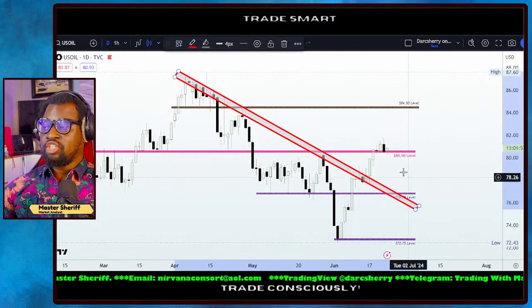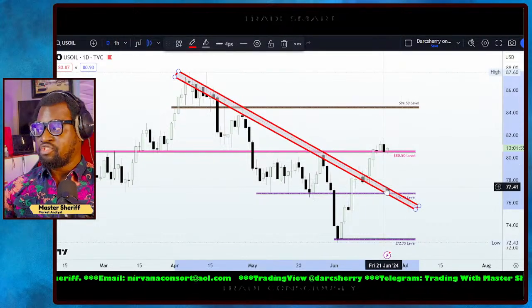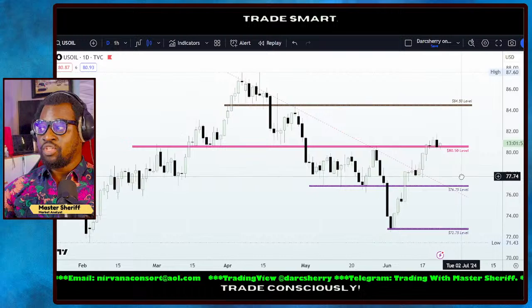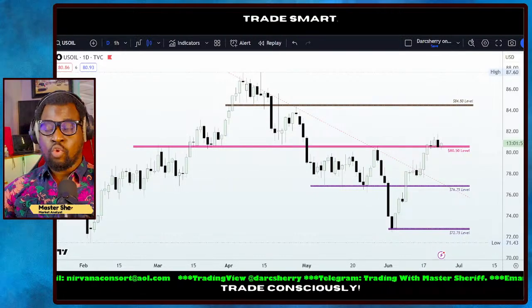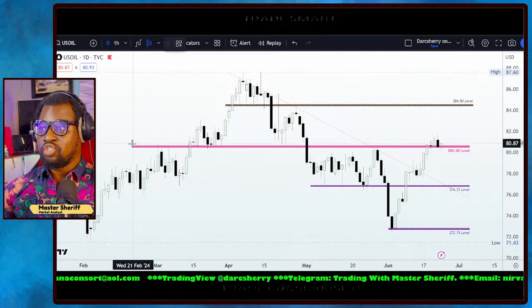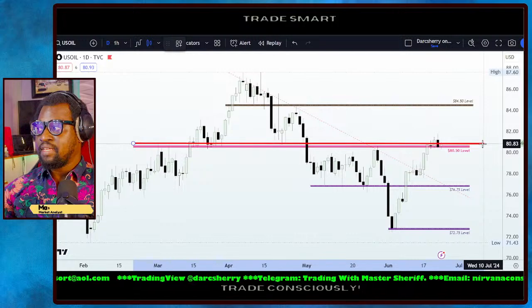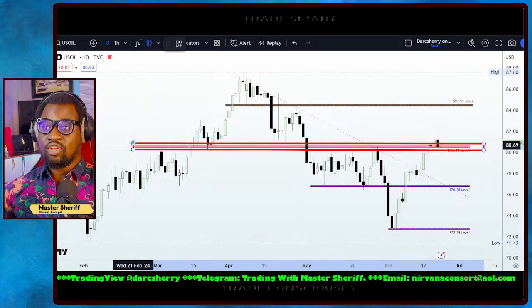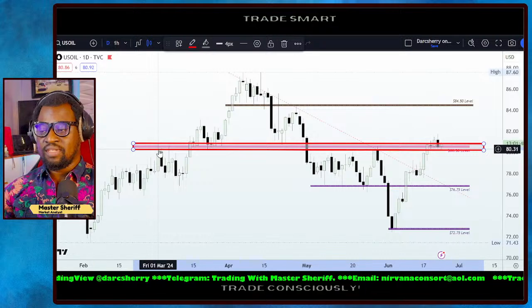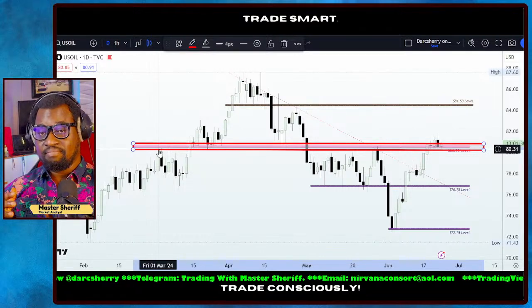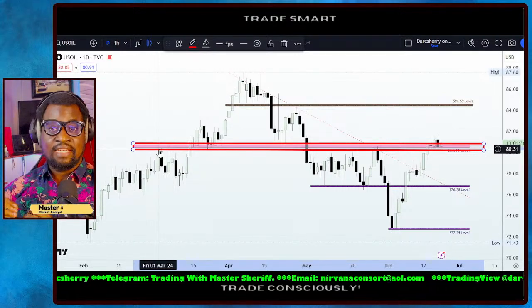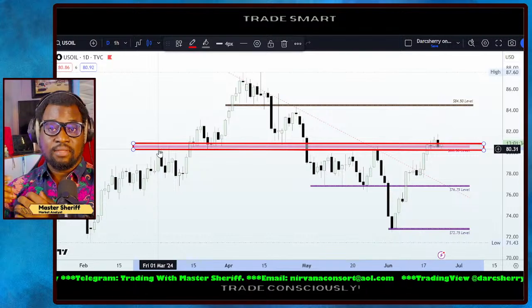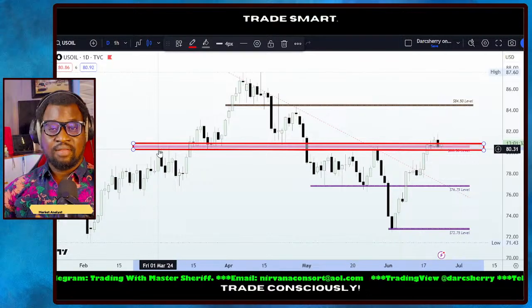Then in addition to the descending trend line is our key level, which is going to be playing a significant role in guiding our trading decisions for this week. As you will see, my key level for this week is going to be at the $80.50 level, and look at how beautifully this level served as a key determinant of the direction of price action since the month of March.